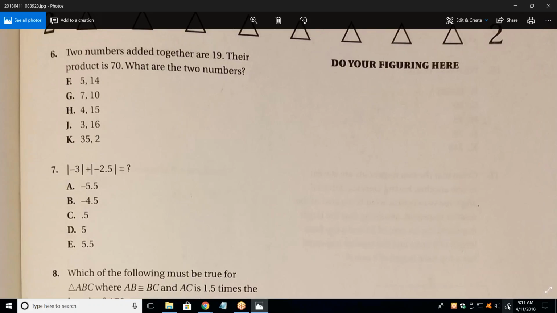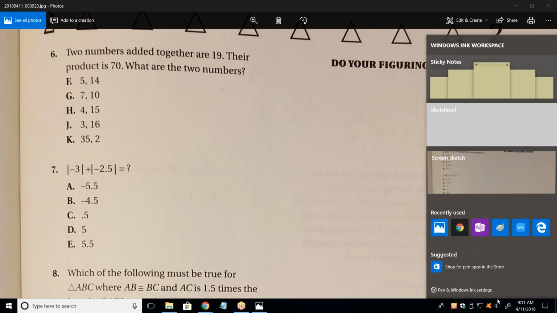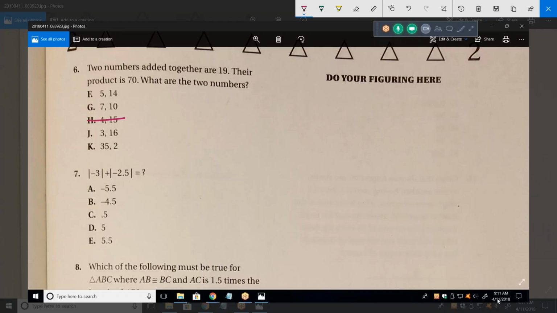Well, the easiest thing to do is to cross off the answers that definitely do not work. Product of 4 and 15 is not 70, nor is 3 and 16. So now we got 3 choices. G doesn't work because that doesn't equal 19. And then K, so it has to be F.